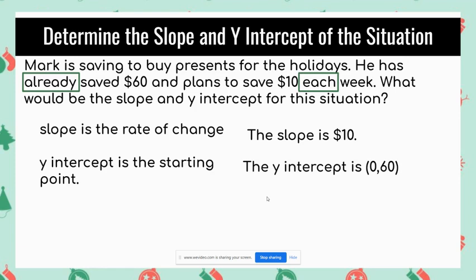So now I have my slope. I have the y-intercept. I can plug into y = mx + b. So y = 10x + 60.